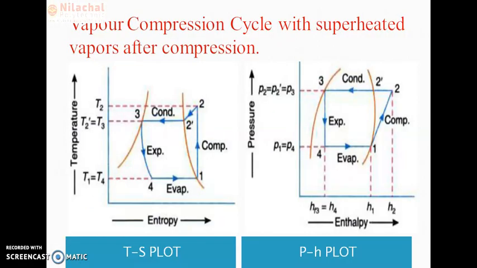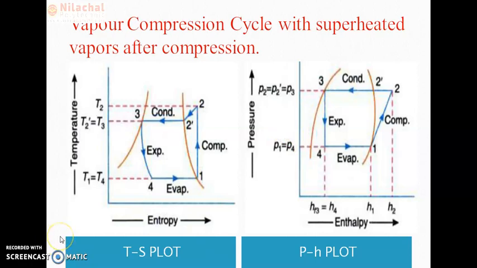Here you observe that in this cycle superheating increases the refrigerating effect and the amount of work done in the compressor. Since the increase in the refrigerating effect is less compared to the increase in the work done, the net effect of superheating is a lower COP. This is all about the vapor compression cycle with superheated vapor after compression.